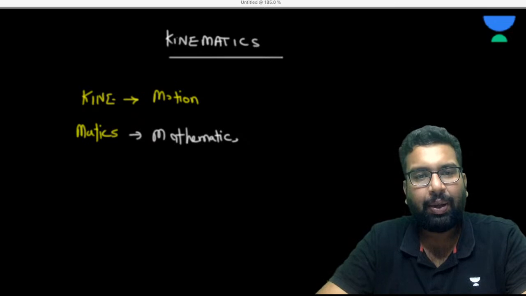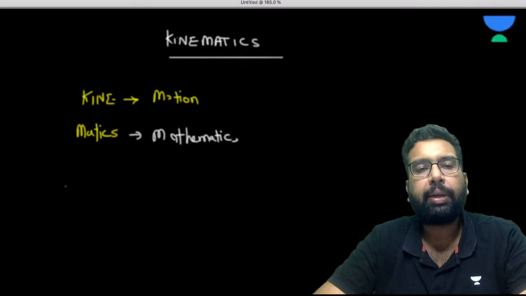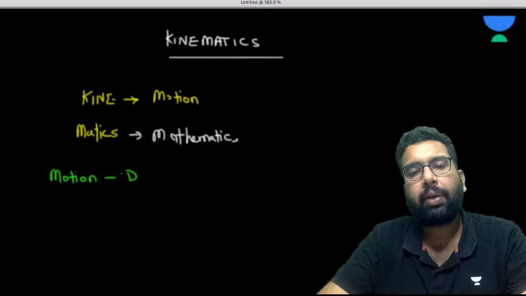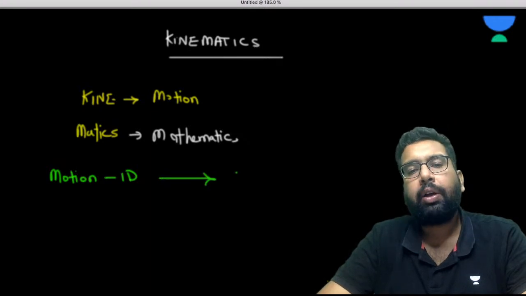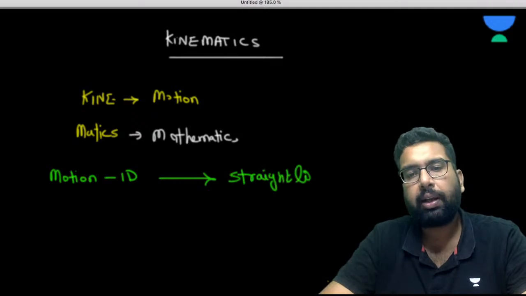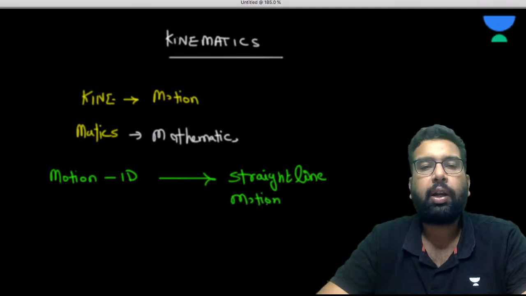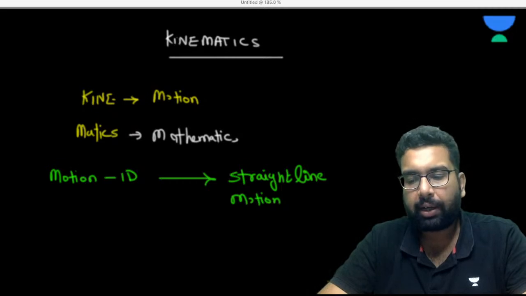So in the part of kinematics, what we intend to do is talk about the motion in one dimension. Motion in one dimension means motion in a straight line, or you can say rectilinear motion. This makes your chapter number 3 as per the NCERT. So we can call it a straight line motion, or you can popularly call it rectilinear motion.